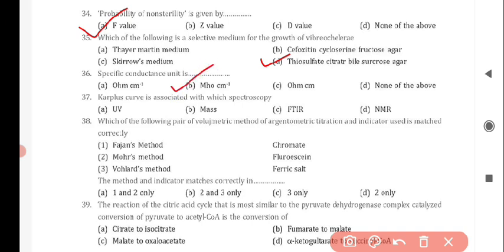Next question is Karplus curve is associated with which spectroscopy? And the correct answer is option D, NMR. Next question is which of the following pair of volumetric method of argentometric titration and indicator used is matched correctly? So the correct answer for this is option C, 3 only, that is Volhard's method with ferric salt.